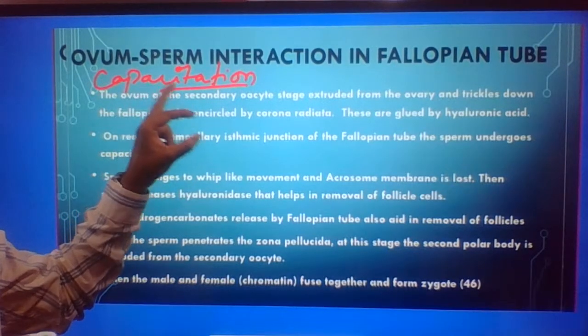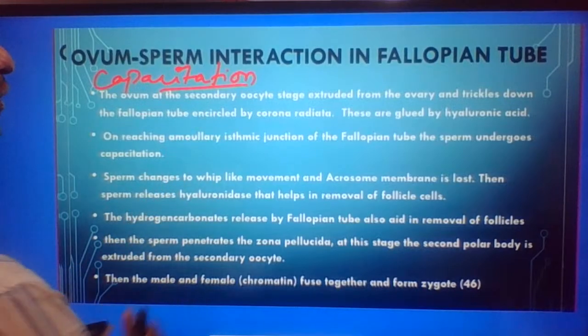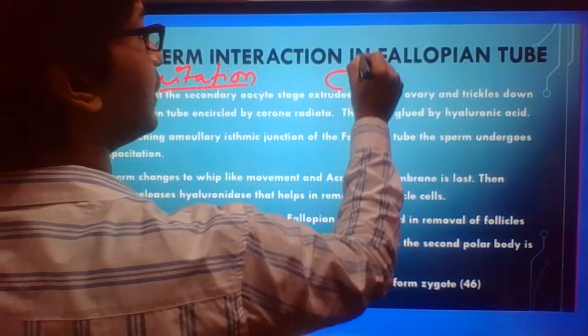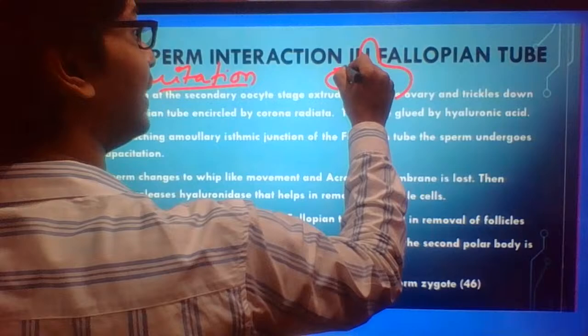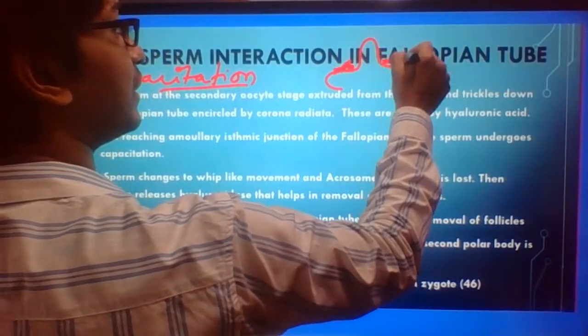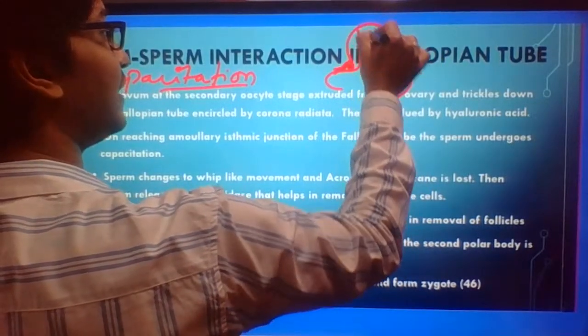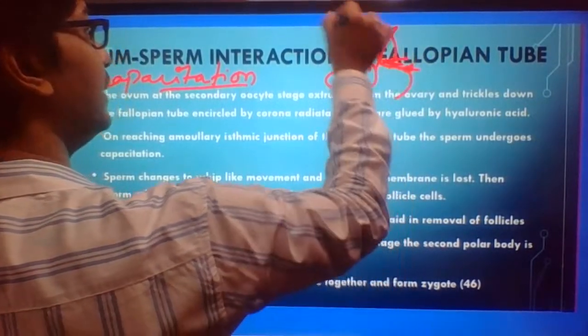It removes all the glycoproteins, so the membrane will be exposed. For example, if you look at the sperm head, there are glycoproteins on top of it, and these glycoproteins must be removed. Only when these glycoproteins are removed will the acrosome be released, and after the acrosome is released, the nucleus will come out.